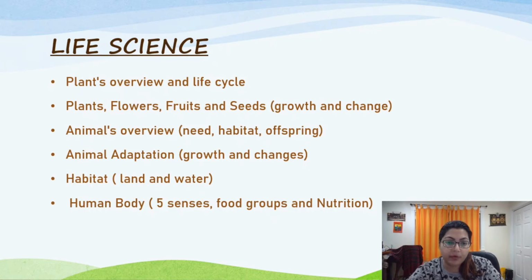Then we have the human body, five senses, food groups and nutrition, and healthy habits. We will talk about the five senses and what we use to smell and to see. And we can do five things we smell at home, outside, in the environment, or five things you will use your eyes for. This is more like a prelude to going into detail about the parts of the human body.